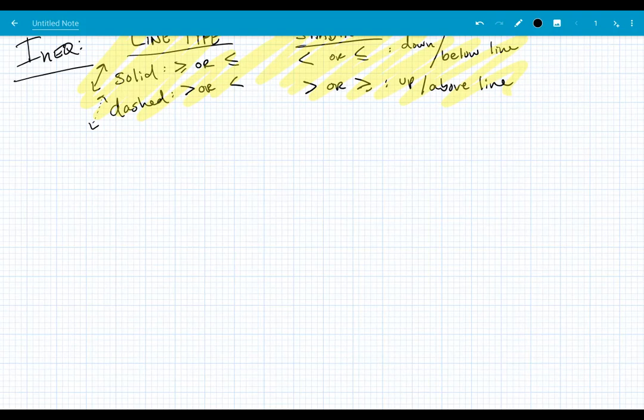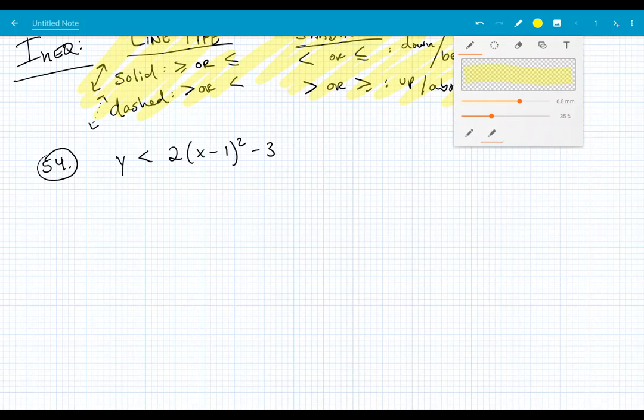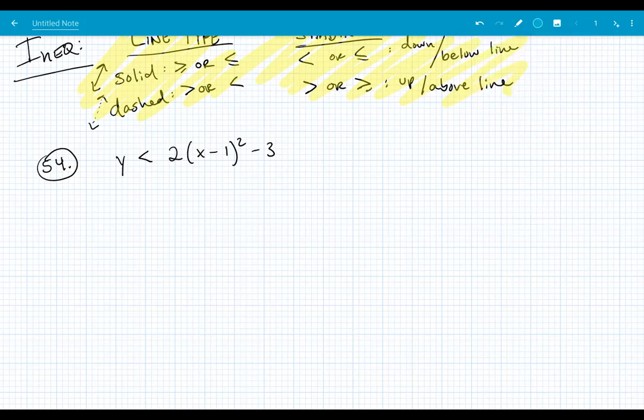So for 54, I have y is less than 2 times x minus 1 squared minus 3. We know how to graph from vertex form already. That's what we've talked about pretty in depth thus far. So the only thing we've got to focus on here is how the inequality is going to affect this graph. So we're going to look at this and write down the two things we know. The first thing I know is that this is y is less than, not equal to. So since it's less than, I know this line is going to be dashed.